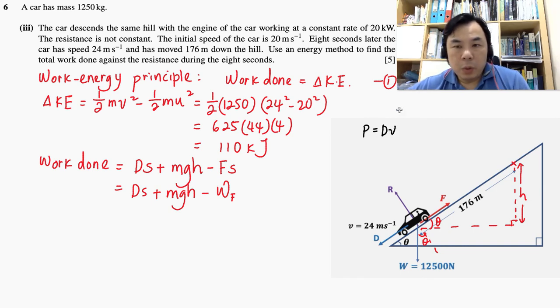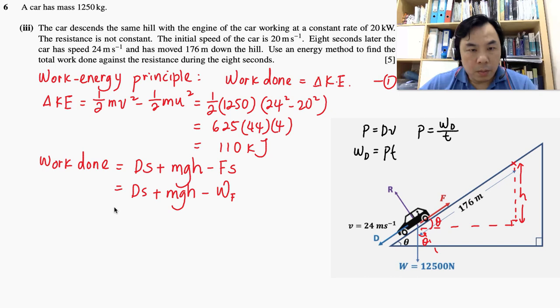But we do have another formula that is related to power. Power is also given by work done over time. Work done in this case is the work done by the driving force per unit time. That's how much time the engine is performing work. So from here, I will be able to work out the work done by the engine, which is given by Pt here.